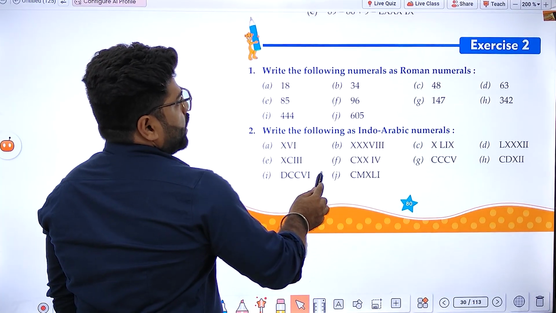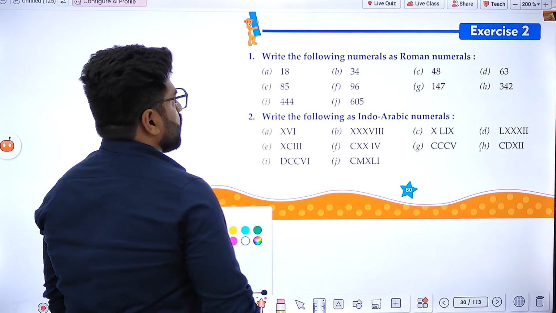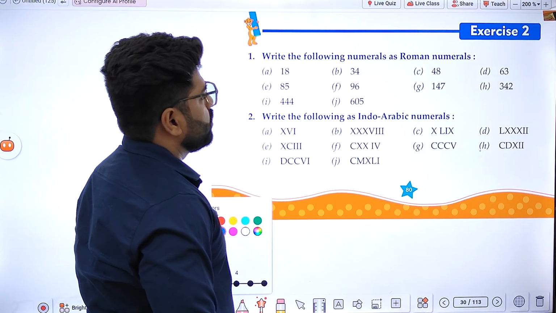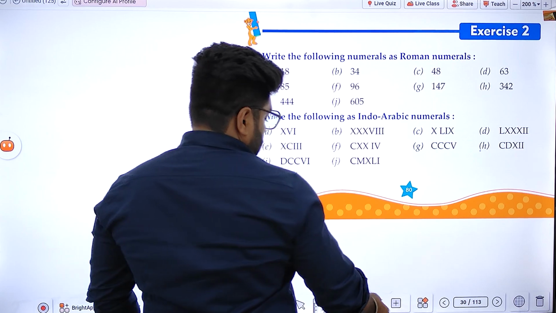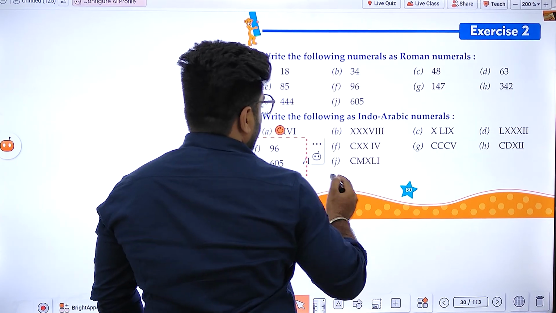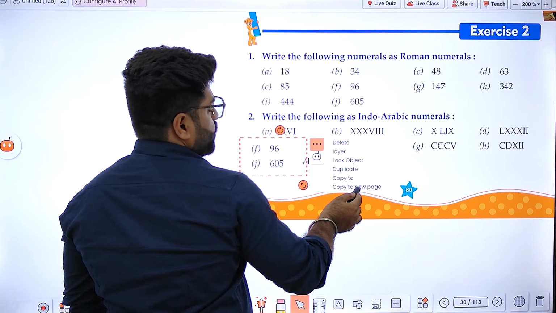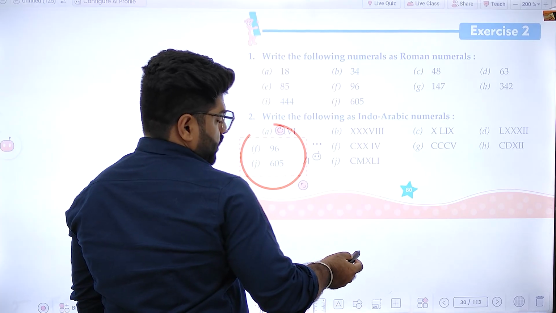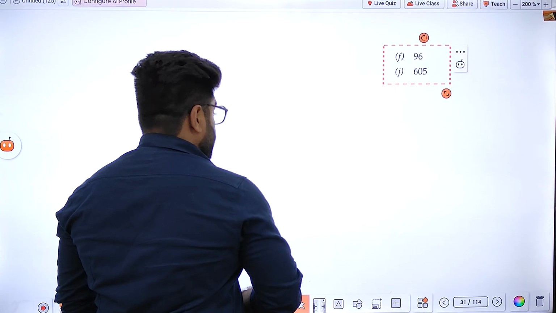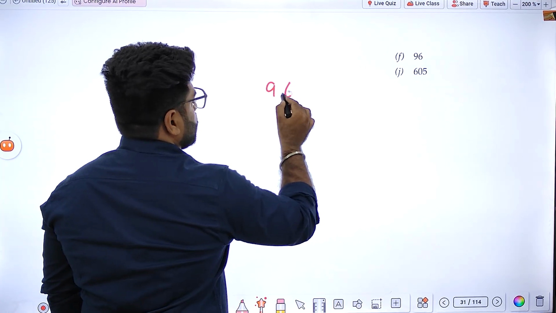Okay, students, here we are having our Exercise 2. That is question number 1. Write the following numerals as Roman numerals. So let's pick some questions from here. We have chosen 2 questions. One is the smaller one and the second one is the bigger. So first we are going to solve 96.